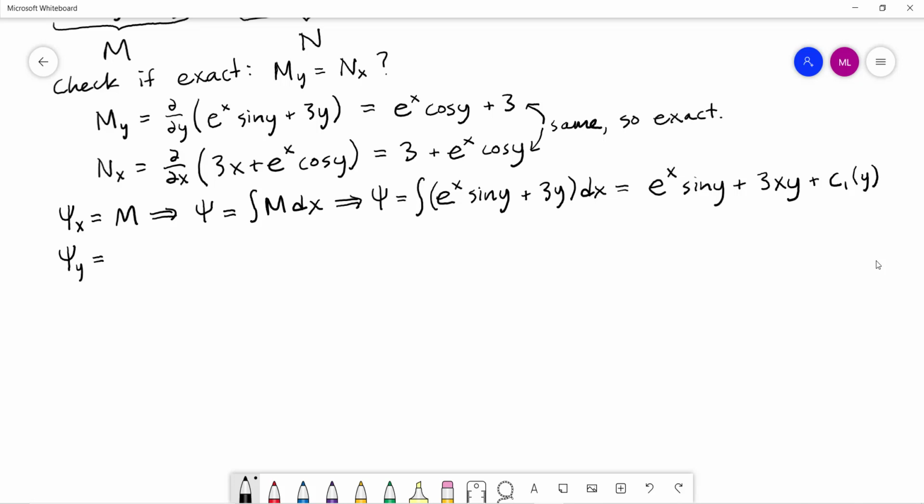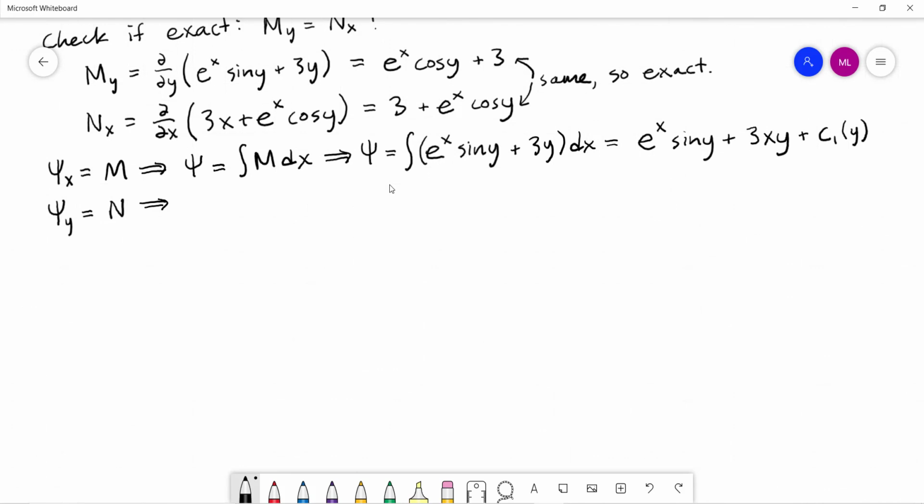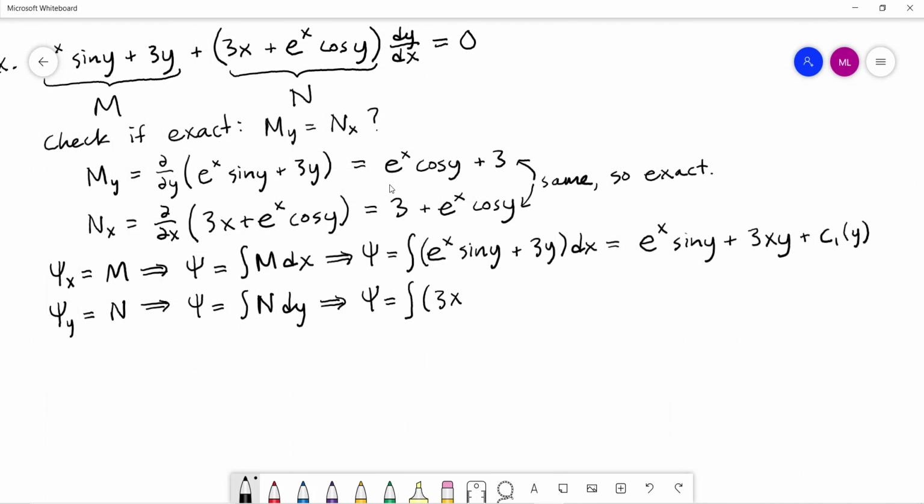So our second guess comes from knowing that this portion of the equation, right here, must be the result of taking the derivative of psi with respect to y. And if we integrate this with respect to y, it'll give us our guess for psi. So psi must be equal to the integral of N dy, which would give us that psi is equal to, copy down what N is, 3x plus e to the x cosine of y. We're integrating that with respect to y.